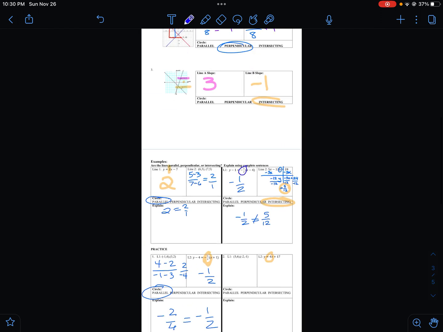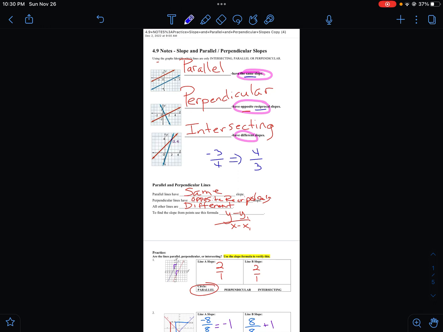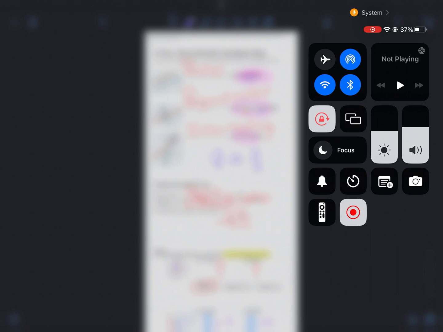So again, you're going to then do the other problems as you go through them and solve the problems. So again, don't forget the definitions of the 3 types. Intersecting is most of them. Perpendicular can only be the ones that are opposite and reciprocal, and parallel have the same slope.